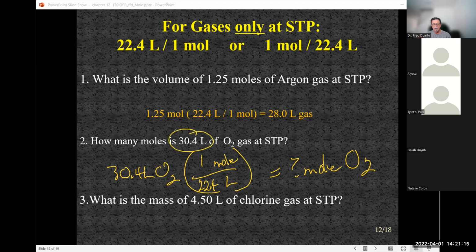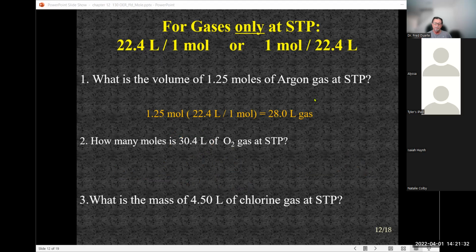Now look at the problem. You're starting off with 30.4. You know that 22.4 liters is 1 mole, so your answer is going to be greater than 1. Makes sense, right? It should be greater than 1. If it's not, then something was set up incorrectly. So that corresponds to 1.36 moles of oxygen in 30.4 liters.